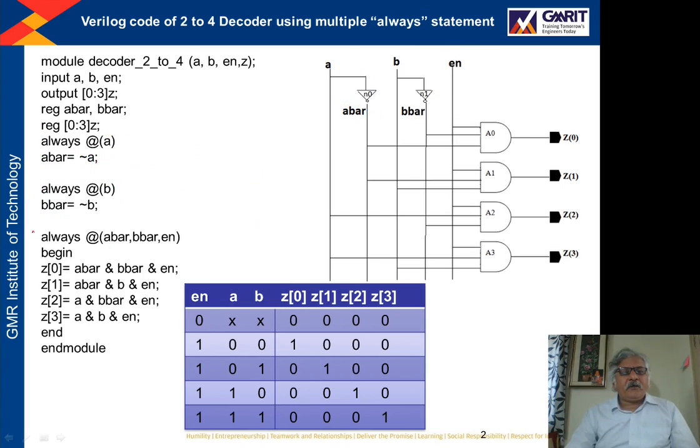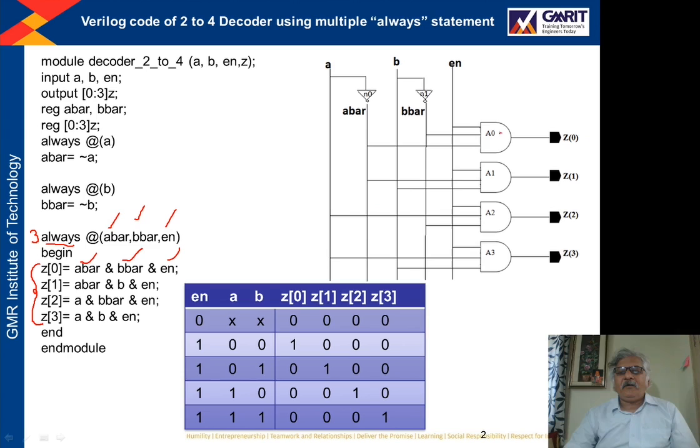Now you see this third always block. In the third always block, in the sensitivity list we have included A bar, B bar and enable. If there is a change in the value of A bar, B bar or enable, then these four statements will be executed. What are these statements? Z0 is equal to A bar, B bar, enable, means A bar and B bar and enable.